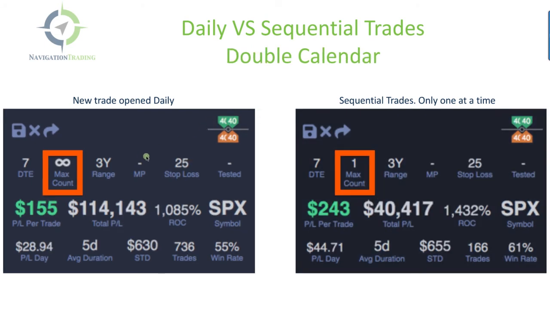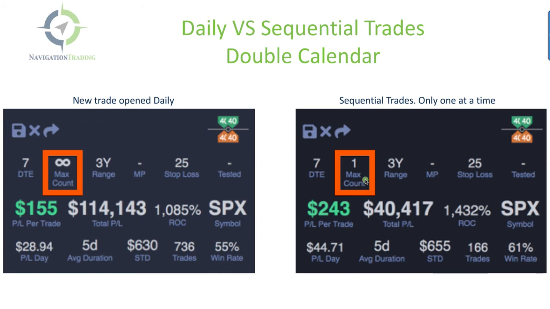Same exact thing for double calendars. This is showing just putting one on every single day, no matter what, regardless of price level: $28 per day versus doing it sequentially, $44 a day. P&L per trade, $155. P&L per trade, $243. The reason these stats on this backtest are a little bit better is because you're not stacking them up at the same price level. You're spreading them out when you're only putting on one at a time.